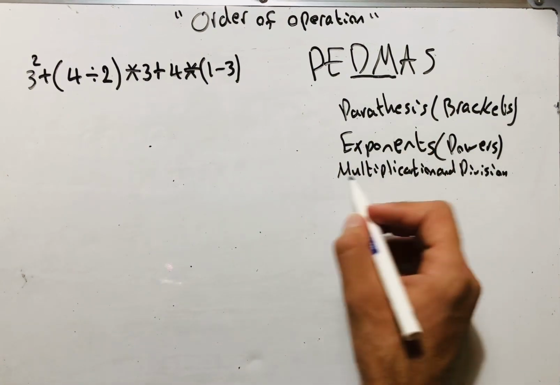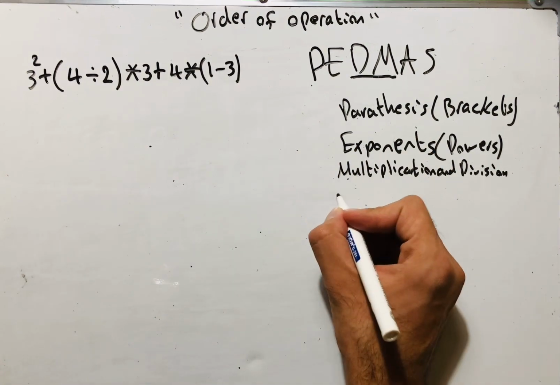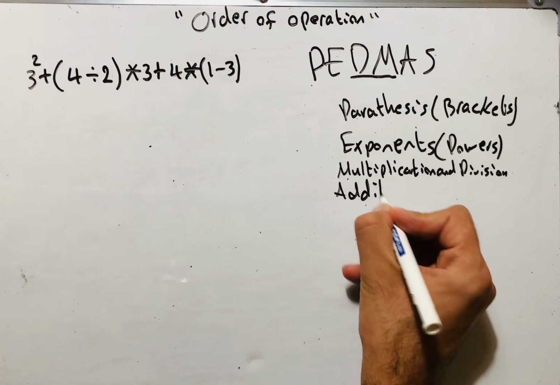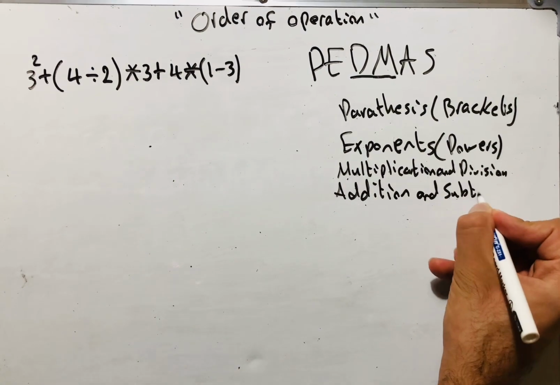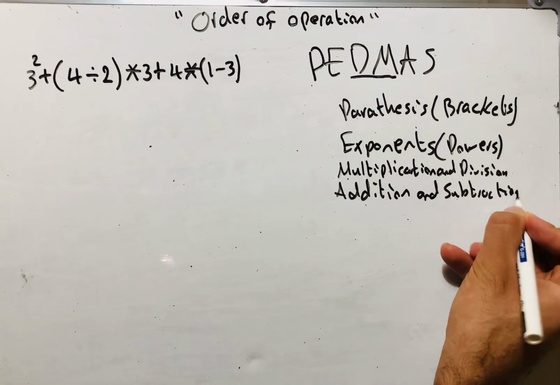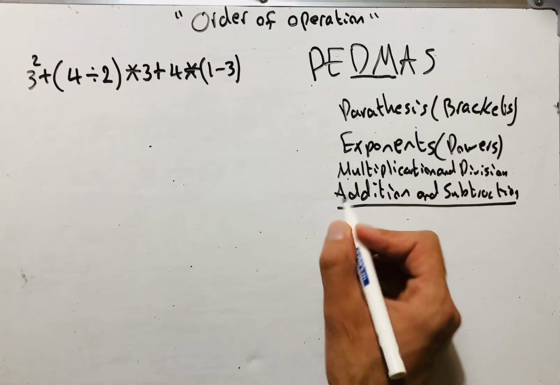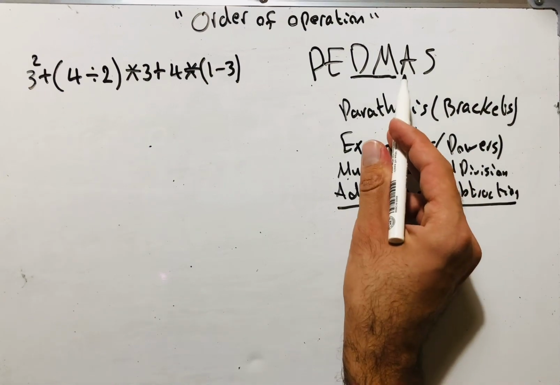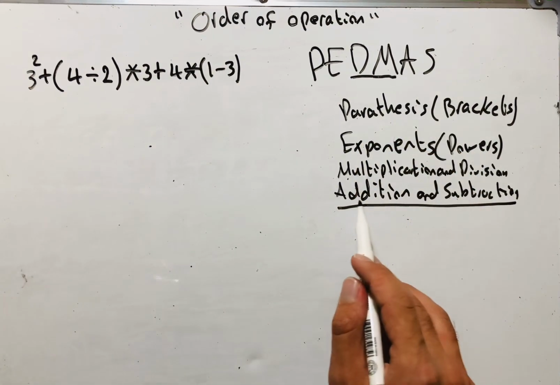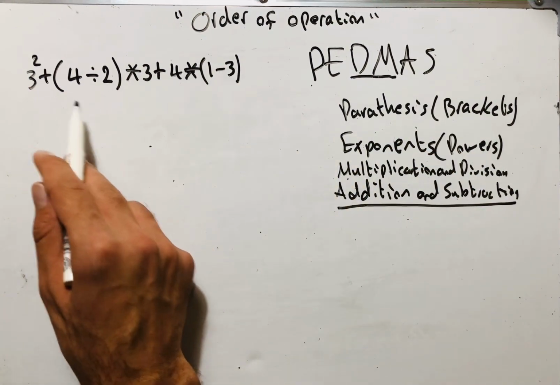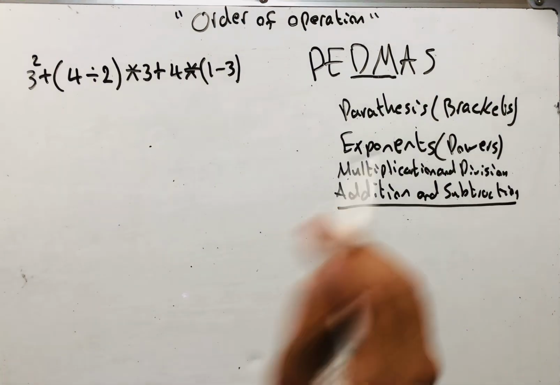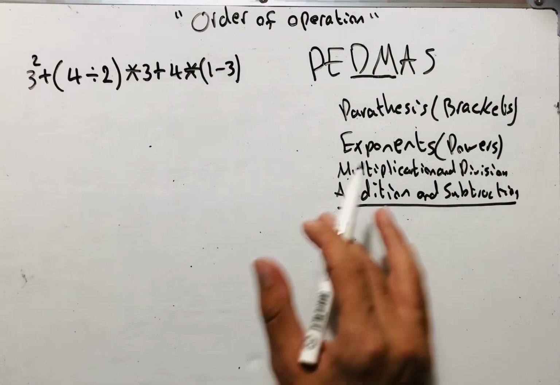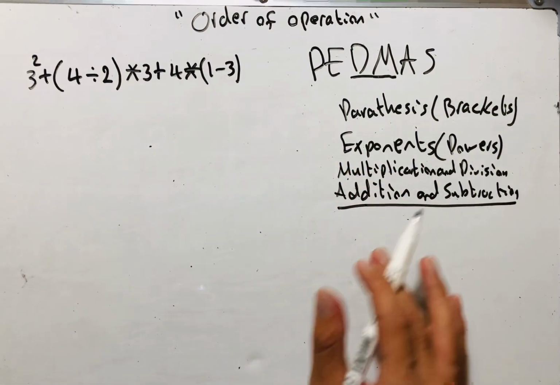And once you're done with multiplication and division, you do the same thing lastly for addition and subtraction. So for these two also it's the same thing. You don't say, oh, I'm going to do the addition first. You do both together, but whatever comes first from the left side, you do that. Anyways, so that's the whole thing, the main idea.